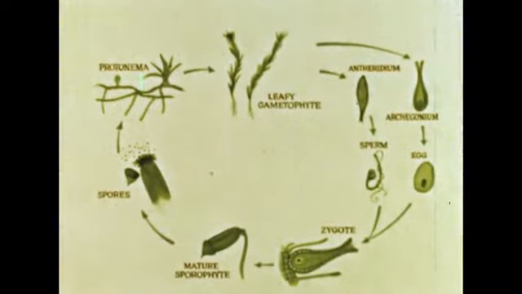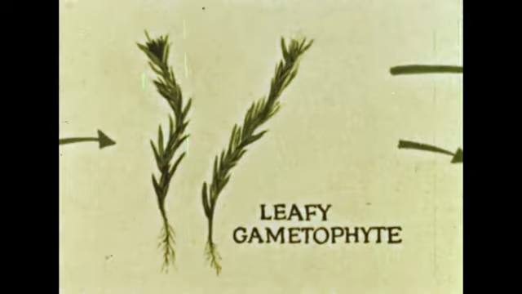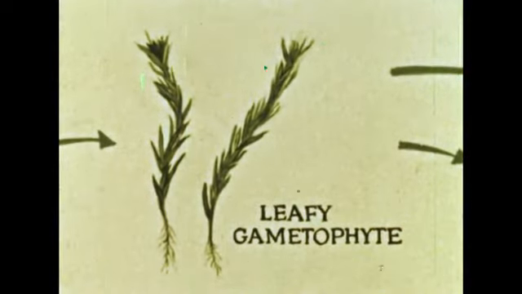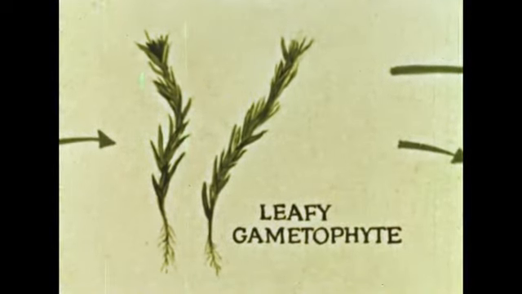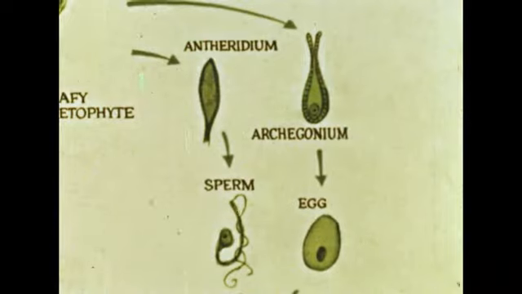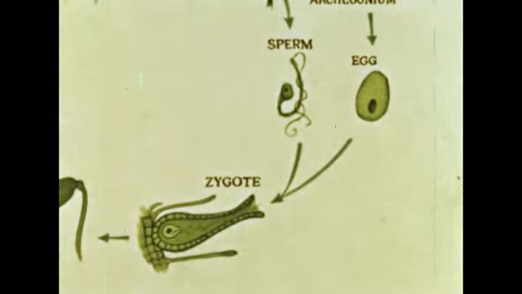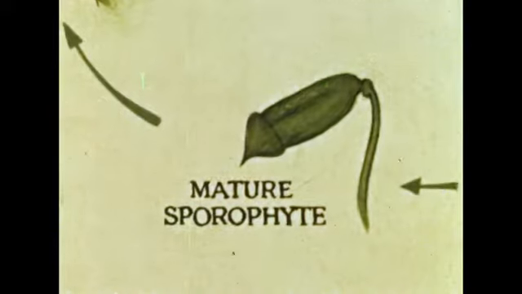To summarize the life cycle of mosses, the familiar leafy moss plant is the dominant gametophyte generation and is composed of haploid cells. The gametophyte forms antheridia and archegonia, which produce the haploid sperm and egg cells. A sperm and egg unite to form a diploid zygote. The zygote develops into the mature sporophyte.